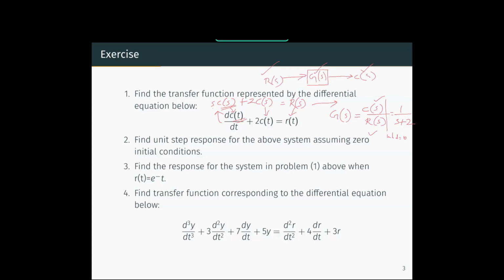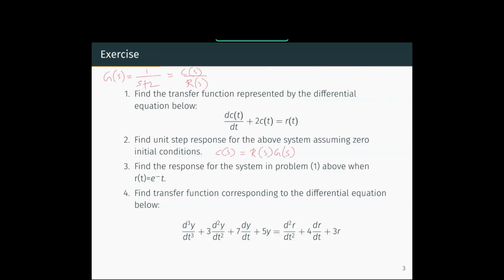So G(s) is nothing but the ratio of the Laplace transform of the output to the Laplace transform of the input. Here in this problem we have (s plus 2) C(s) equal to R(s). So C(s) by R(s) will be equal to 1 by (s plus 2). So 1 by (s plus 2) is the Laplace transform of the differential equation represented by this equation.